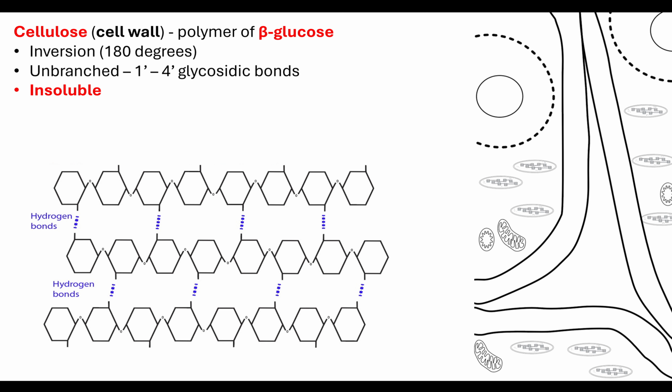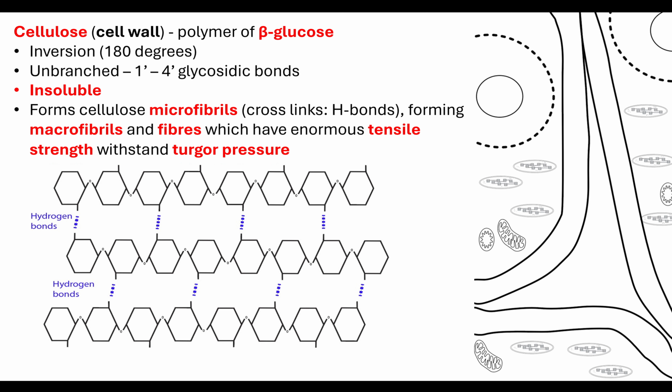We know that it is insoluble, and we know that it forms what's called cellulose microfibrils. So our long polysaccharides, the cellulose, small fibrils, will form hydrogen bonds between each other. Now what that does is that makes very long molecules. Then what happens is those microfibrils will then form even more cross bridges, which form macrofibrils. And those macrofibrils will then come together to form cellulose fibers.